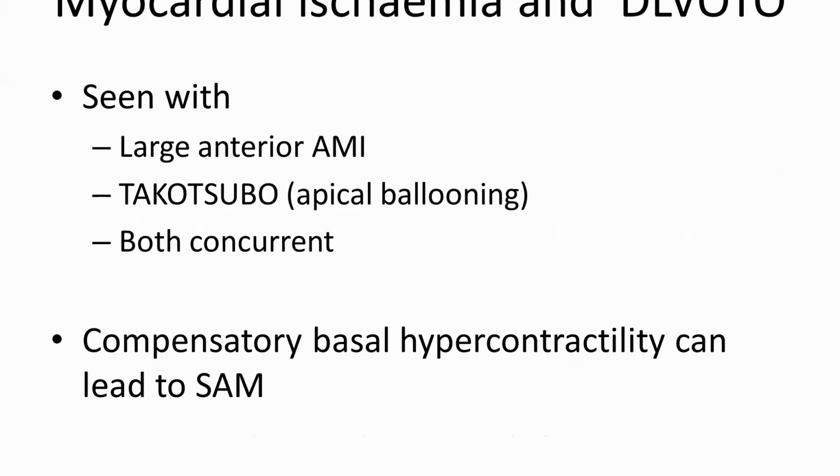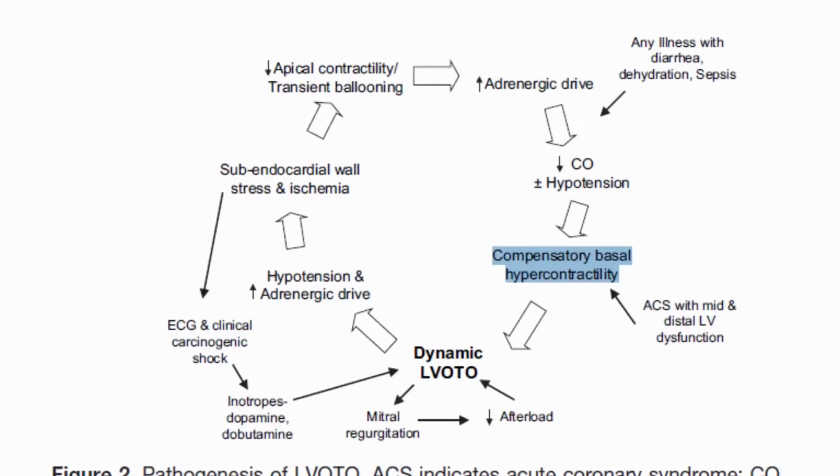So if we look at some of the common causes and cases, and we'll get on to a few more images now. In myocardial ischemia and outflow tract obstruction, you see it with large anterior MI or Takotsubo or apical ballooning, which can occur together as well. And this occurs because there is this compensatory basal hypercontractility that can lead to SAM. And it's a bit of a vicious circle.